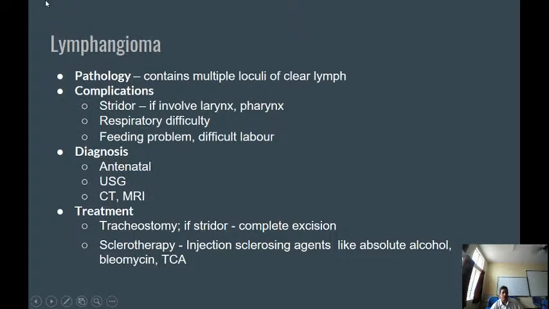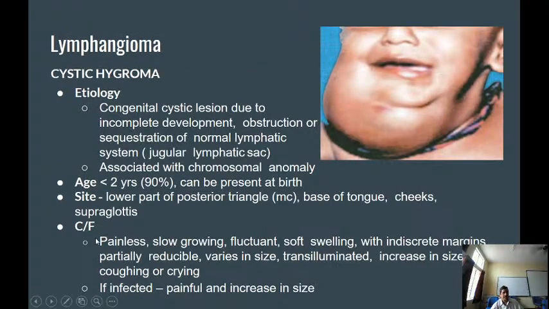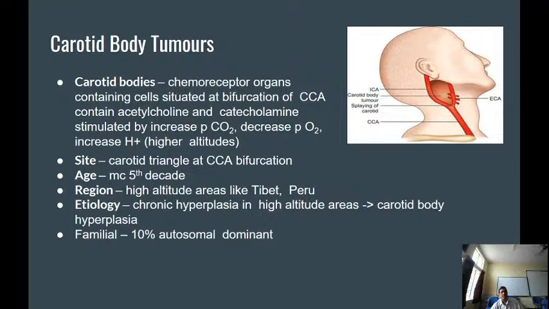So this is how the lymphangiomas, which are otherwise called cystic hygroma, present in the lateral part of the neck. That is as far as the lymphatic and the cystic hygroma is concerned.